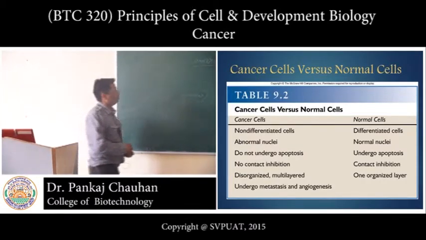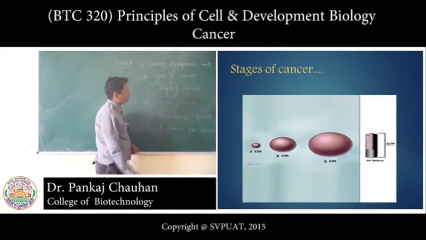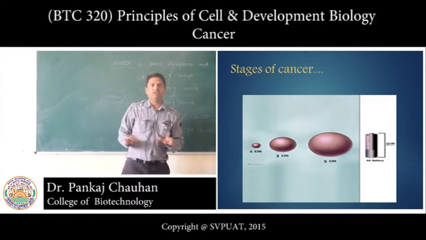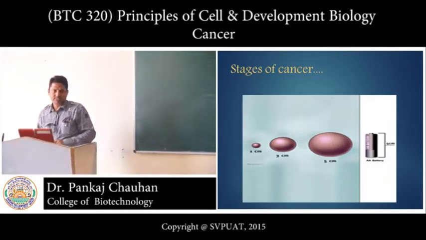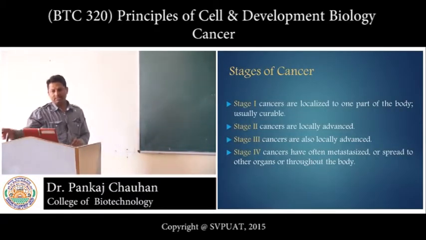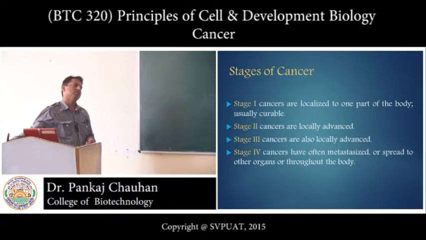Because this is the very important part when you talk about the stages of the cancer, because this plays a significant role in spreading these cancer cells to our body cells. Number one stage, cancers are localized to one part of the body. In this stage, cancers are curable, because there are basically three stages: the first stage, second stage, and the last stage. And the last stage is also called the chronic stage.